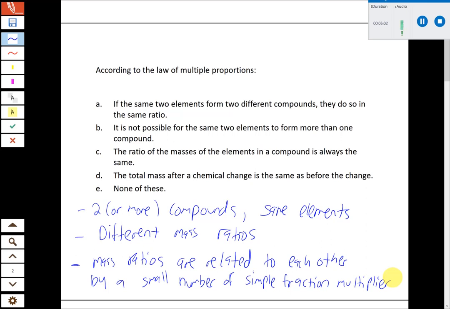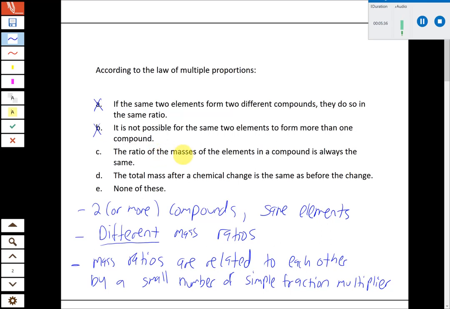Now let's figure out in this question which of these four would be part of the law of multiple proportions. So the first one is that if the same two elements form two different compounds, which is part of that, they do so in the same ratio. Now remember, as we said here, if two elements form two different compounds, they have to be different mass ratios. So that gets rid of that one. B, it is not possible for the same two elements to form more than one compound. That is also wrong, because that is, again, a key aspect of the law of multiple proportions. We're talking about two or more compounds that have the same two elements in them.